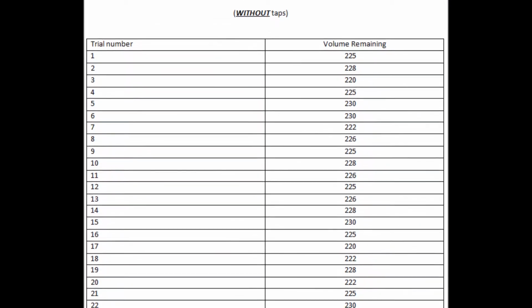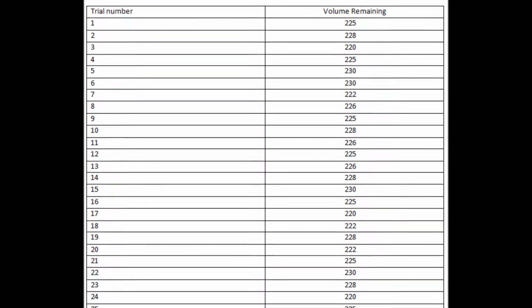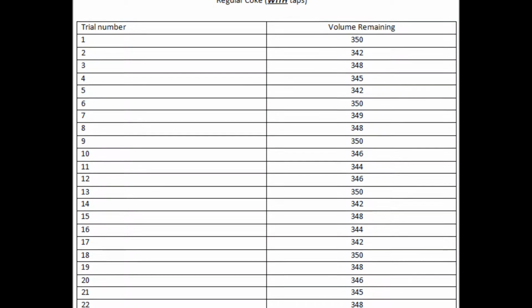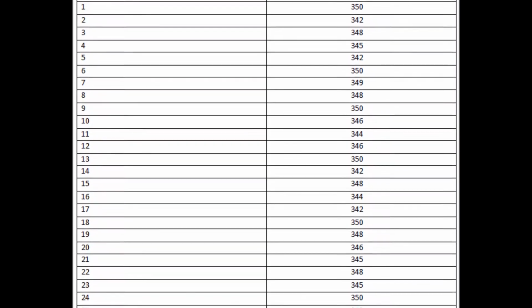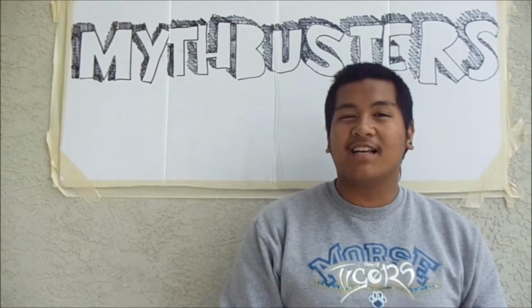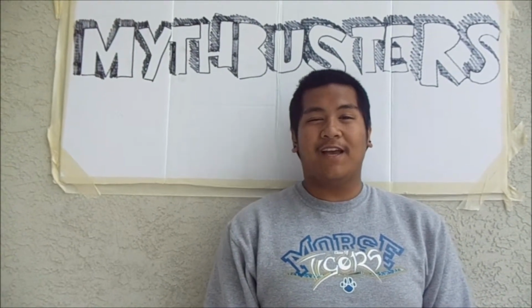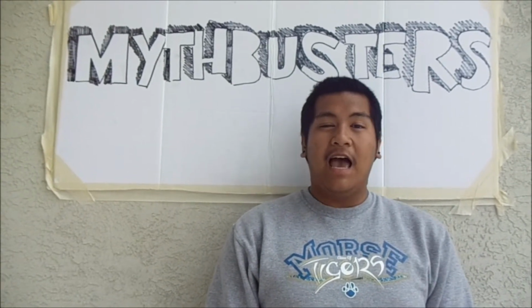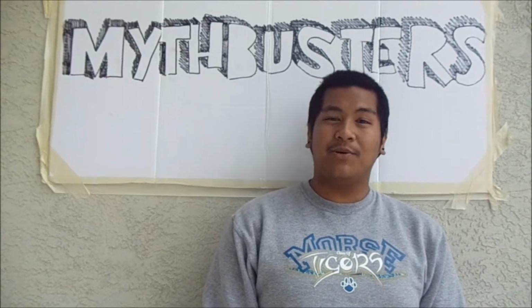For control A, remember we only shook it 10 times without tapping it, so the volume remaining is less than B. For experimental B, we shook it 10 times and tapped it 10 times, so the volume remaining is greater than A. So, for control A, the average remaining volume is 225.5 milliliters, and for experimental B, the remaining is 346.72 milliliters.